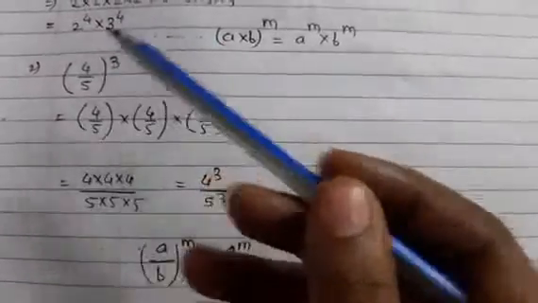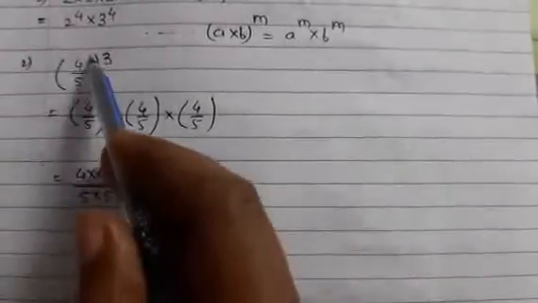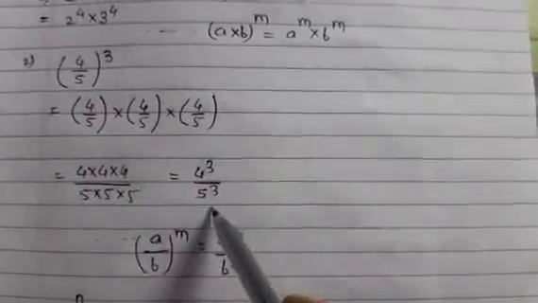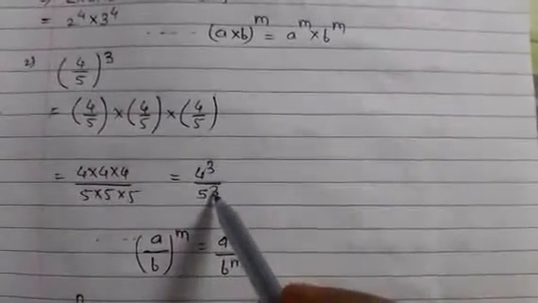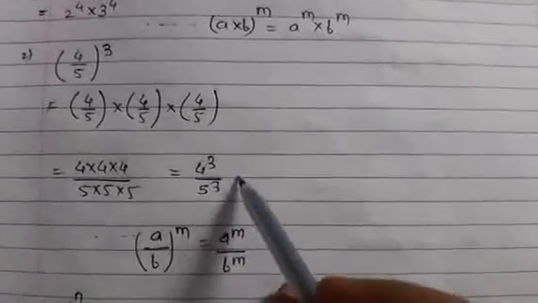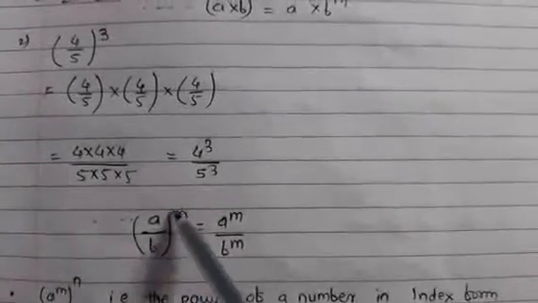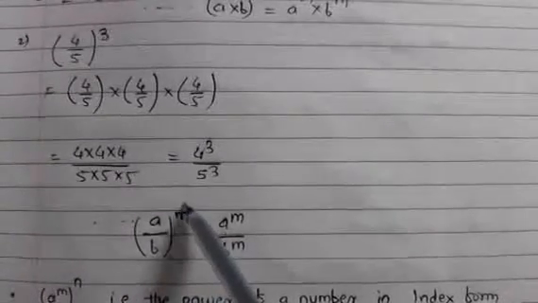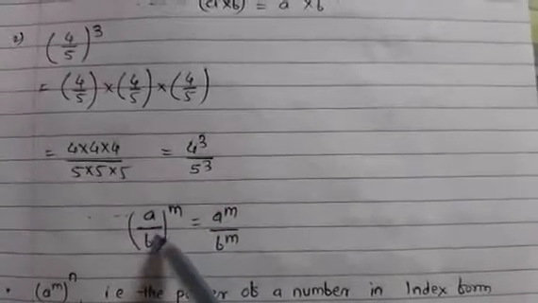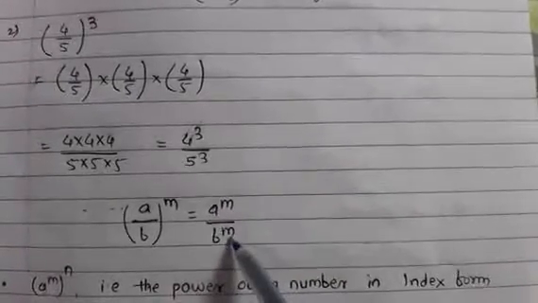Now compare this question and this answer. What difference do you notice? Here (4 by 5) bracket raised to 3 was given commonly. Now it is 4 raised to 3 divided by 5 raised to 3. Separately both numbers have index 3. So we get this rule of indices: (A by B) bracket raised to m. If the index is common for two numbers in division, that index can be given separately to the numerator and separately to the denominator.